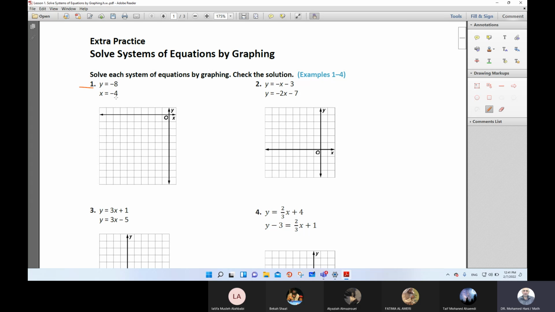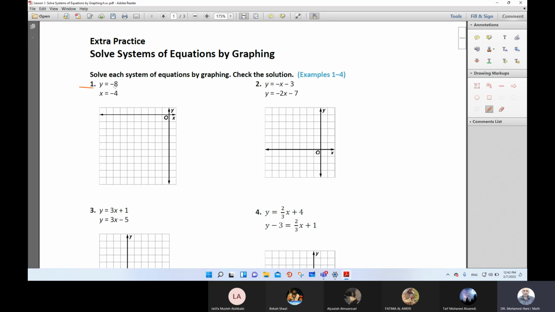When you graph the two equations, you will get two lines. If the two lines have a common point between them, an intersecting point, it means you have a common solution. And if you don't have a common point between them, it means the two lines will be parallel. The two lines will be parallel, which means no solution. Listen very well, please.